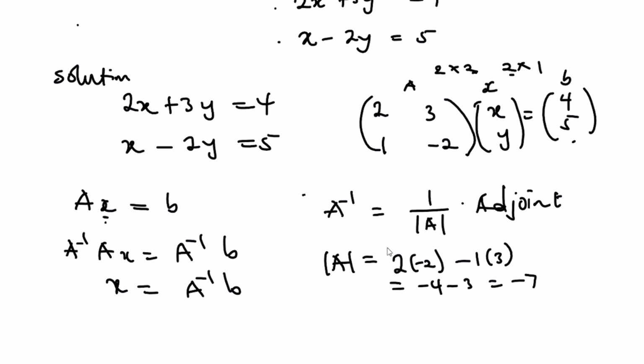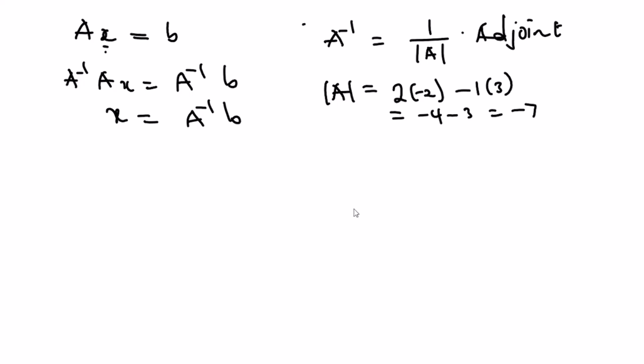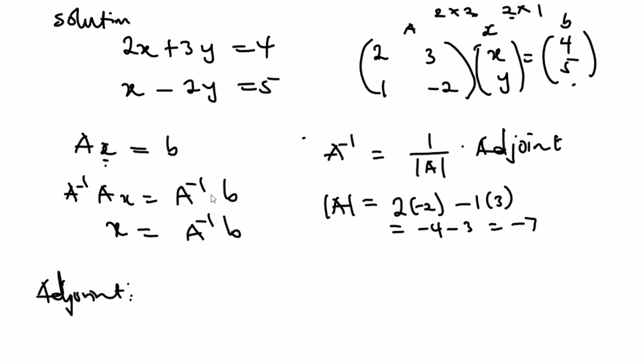Okay. Now, we need to find the adjoint. For a 3 by 3 matrix, you find the cofactors, then you transpose it. That will give you the adjoint of the 3 by 3 matrix. But in this case, we're talking about a 2 by 2 matrix. How will you go about that? You just interchange the elements in the leading diagonal, then you negate the off diagonal.